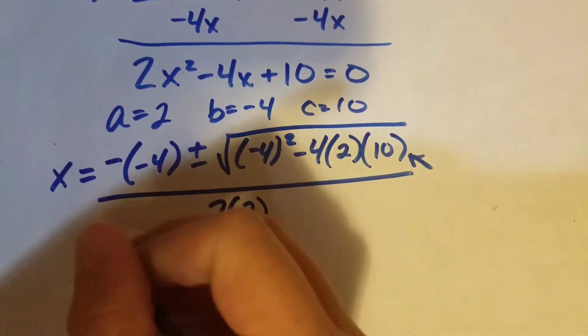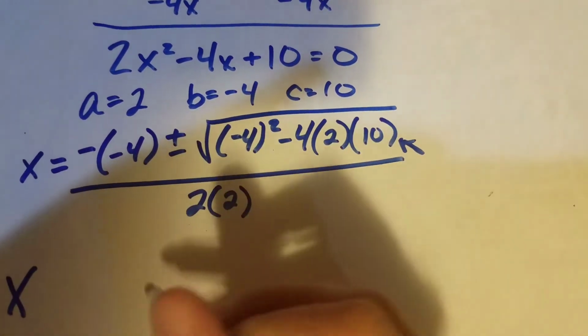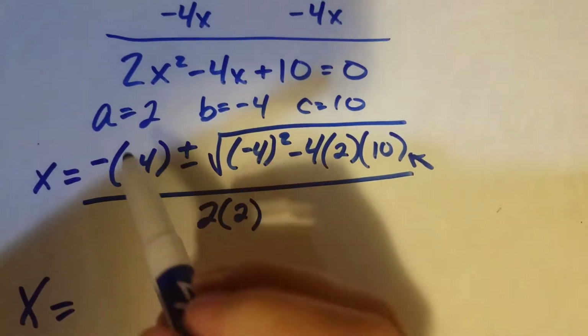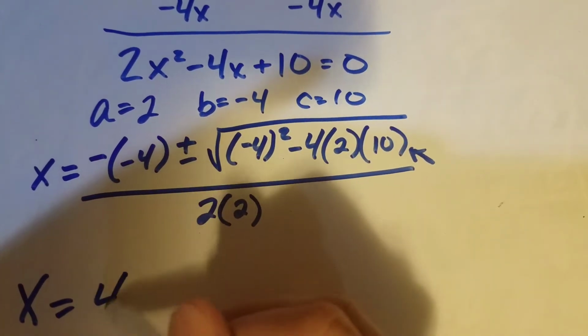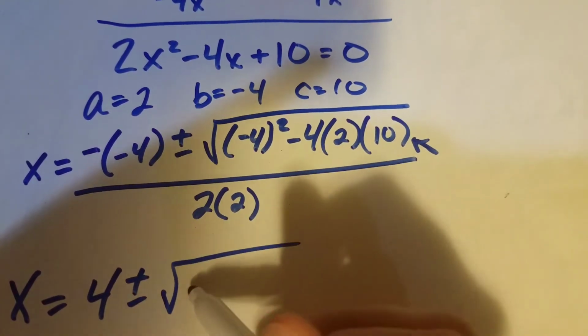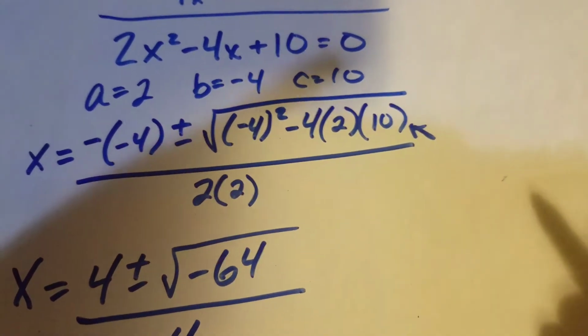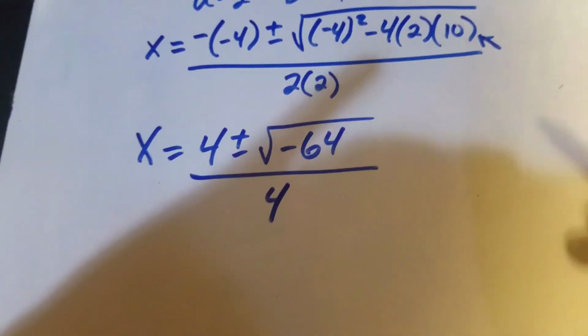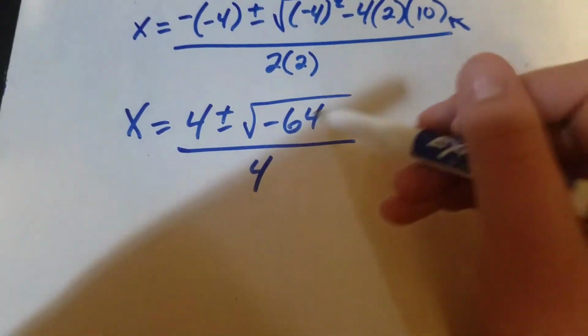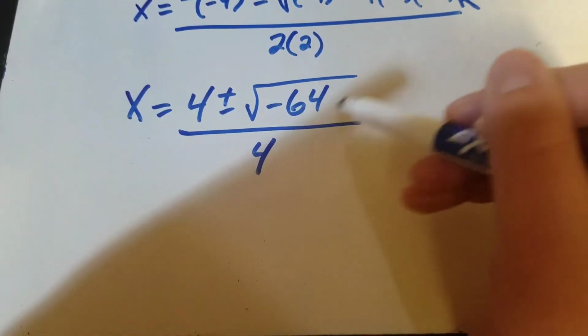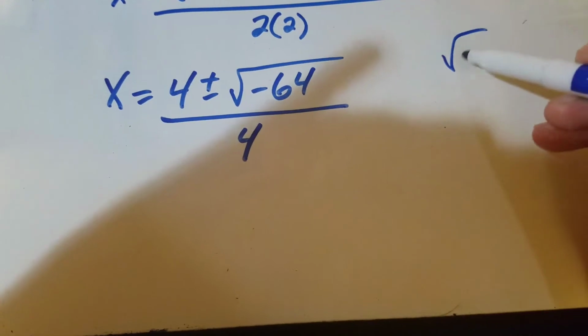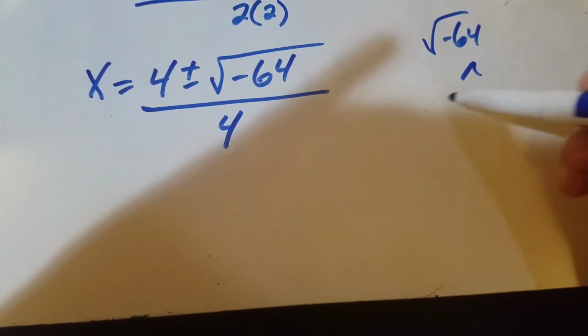So I'm just going to rewrite that in our problem underneath the square root. I can also say negative of a negative is positive 4. And then the square root of negative 64 over 2 times 2 is 4. Sorry, I was a little off. And then we're not allowed to have a negative under the square root. We're also not allowed to have the number 64. So we would just go ahead and break it down like normal.